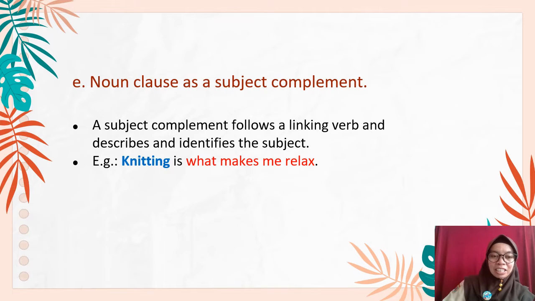Let's go on with the noun clause as a subject complement. A subject complement follows a linking verb and describes and identifies the subject. For example, knitting is what makes me relaxed. In the sentence, what makes me relax is the subject complement describing knitting.